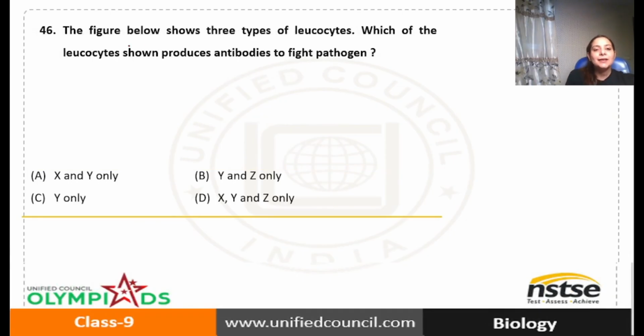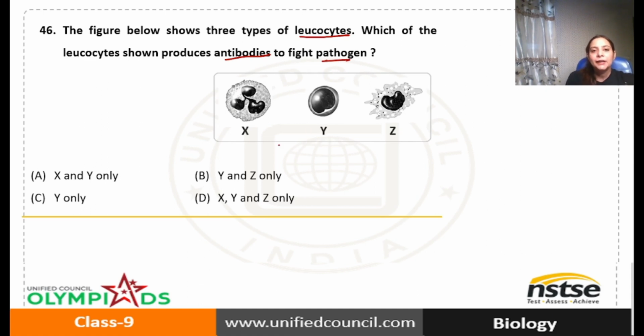Next question says, the figure below shows 3 different types of leukocytes. So you have 3 different types of leukocytes. Which of the leukocytes shown produces antibodies to fight pathogens? Here you have the picture. So you have 3 types of leukocytes.